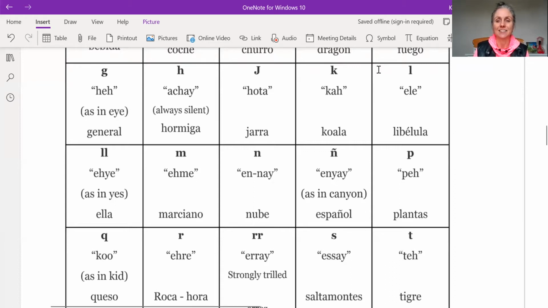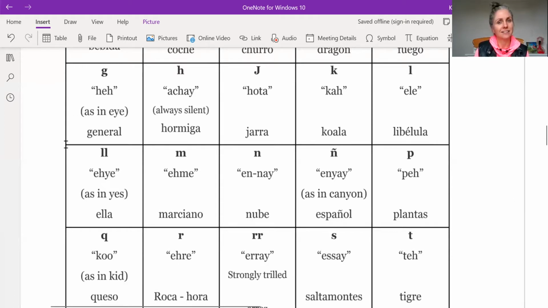The letter L. Elle. Elle, as in libélula. Libélula, which means dragonfly. I love that word. The E has got an accent on it, so it's libélula. We put the emphasis on that E.